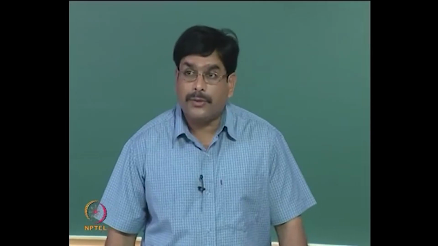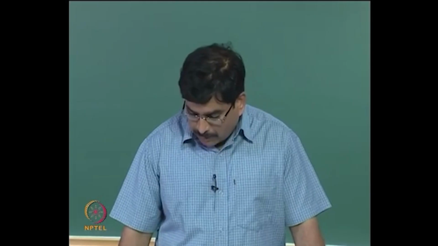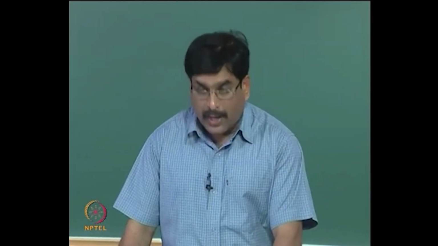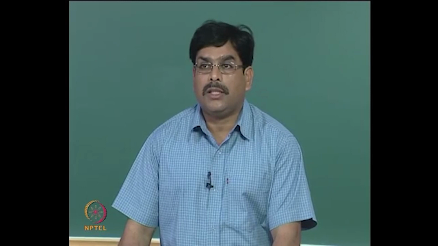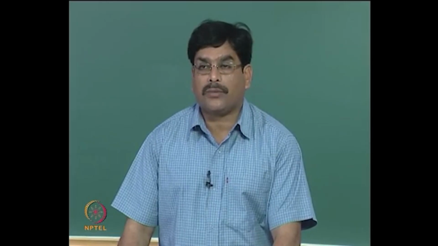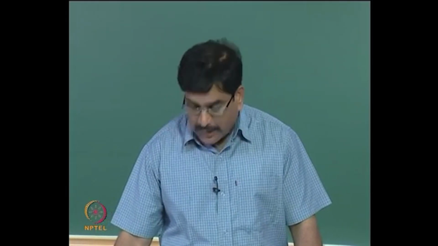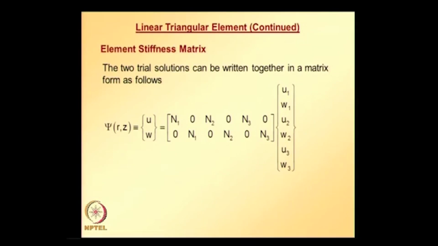So, now we are ready to actually derive the element stiffness matrix, and these two trial solutions which we have just seen can be written together in matrix form as follows, which can be compactly written as psi is equal to N transpose d, where psi is a vector consisting of the displacement component in the r direction and displacement component in the z direction.